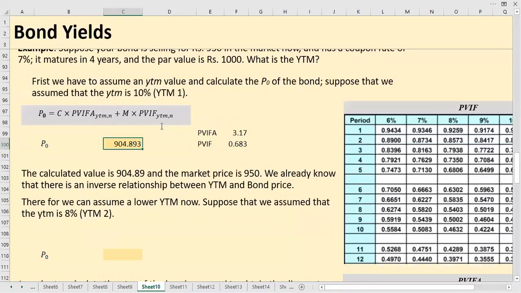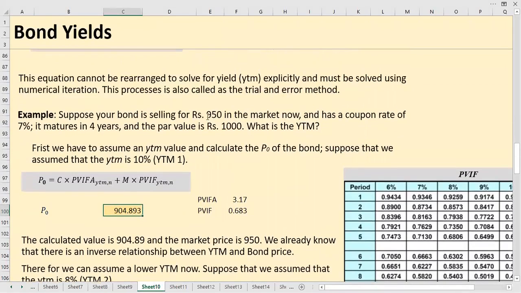Then what I am going to do is, now it says that the calculated value is 904 and the market price is 950. Now our target market price according to the sum is 950, not 904. That means the 10% value is not going to work. Then I am going to assume another value.